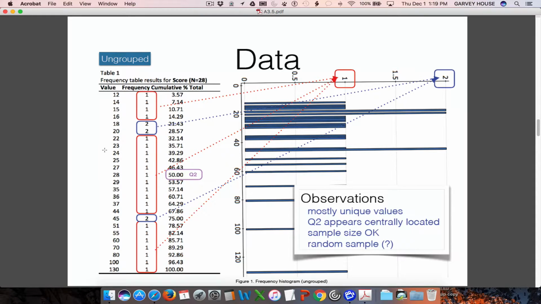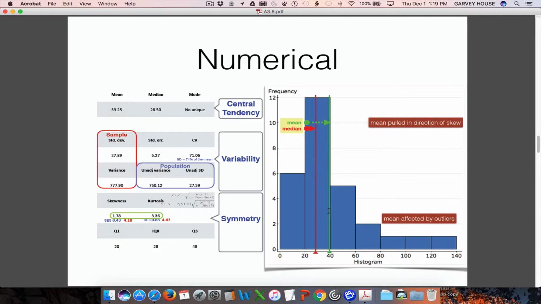I also see that there are a lot of unique values. There are only 3 values, 18, 20, and 45, that have multiple frequencies, frequencies more than one. So my observation here is that these are mostly unique values, which is fine. The median appears to be centrally located. That's good. Don't really know if it's a random sample, but we'll assume so.